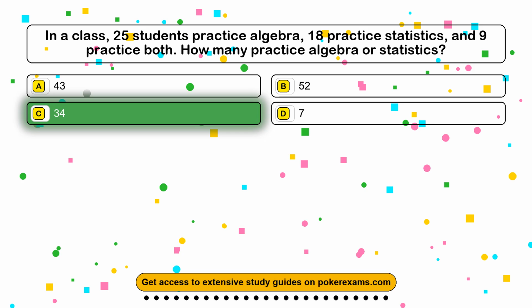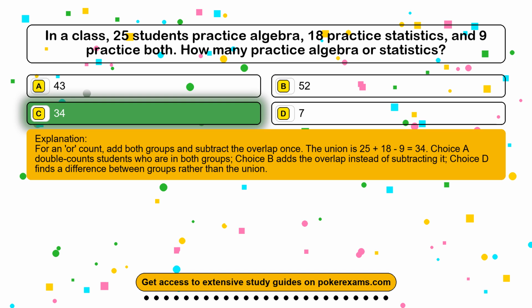The correct answer is option C, 34. For an OR count, add both groups and subtract the overlap once. The union is 25 plus 18 minus 9 equals 34. Choice A double-counts students who are in both groups, choice B adds the overlap instead of subtracting it, choice D finds a difference between groups rather than the union.